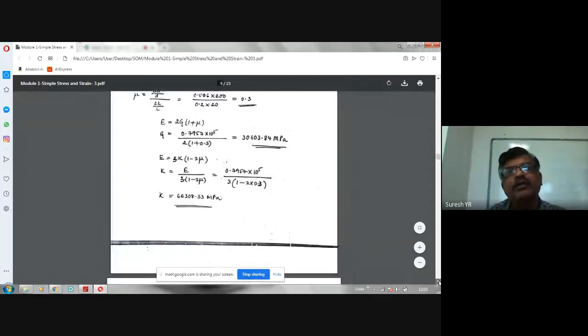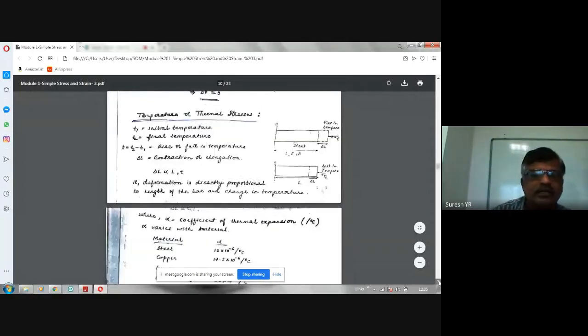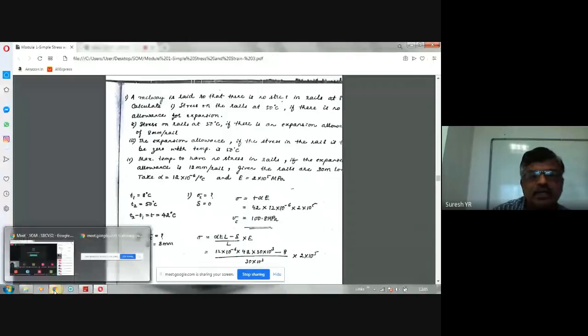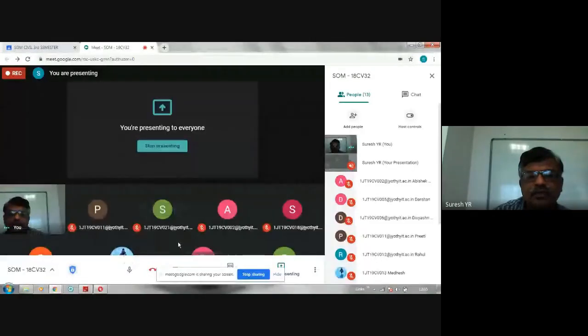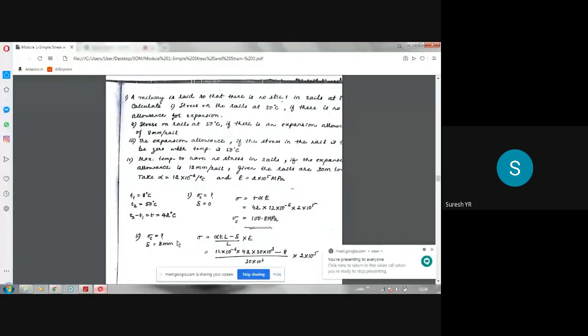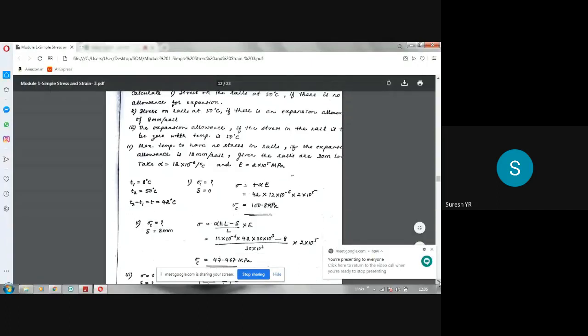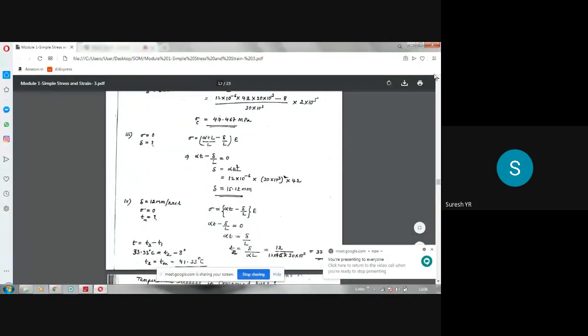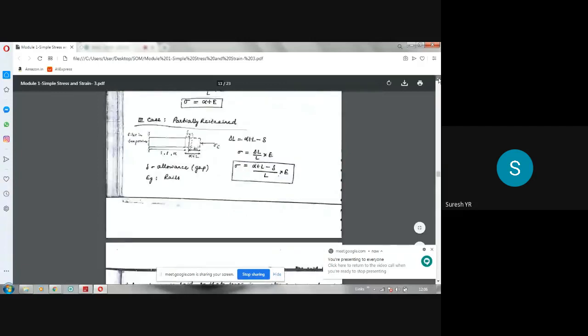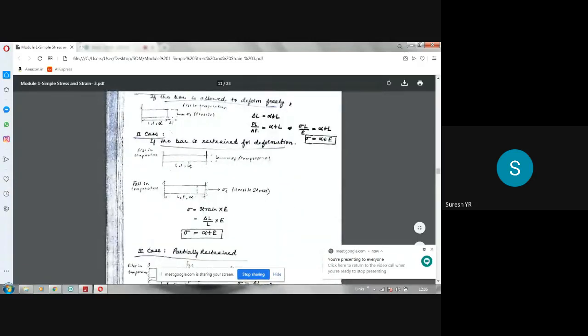Tensile stresses will develop if there is a rise in temperature, and if there is a falling temperature, then compressive stresses will develop. When there is a restraint condition at the ends of the bar, you will have the opposite nature of stresses develop. Because there is a restriction on the deformation, if there is a rise in temperature, then compressive stress will develop. If there is a fall in temperature, tensile stress will develop for equilibrium.